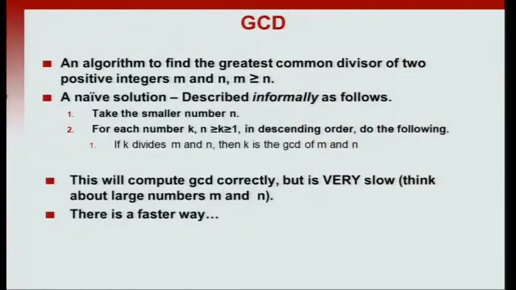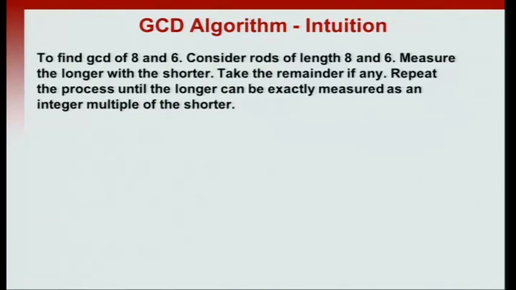There is a faster way, and it's a very old algorithm. The algorithm is due to Euclid. We will see a slightly modified version of that algorithm. So before we go into Euclid's algorithm for GCD, we will describe what it does and give you a slight intuition of why it works. So consider the GCD of 8 and 6.